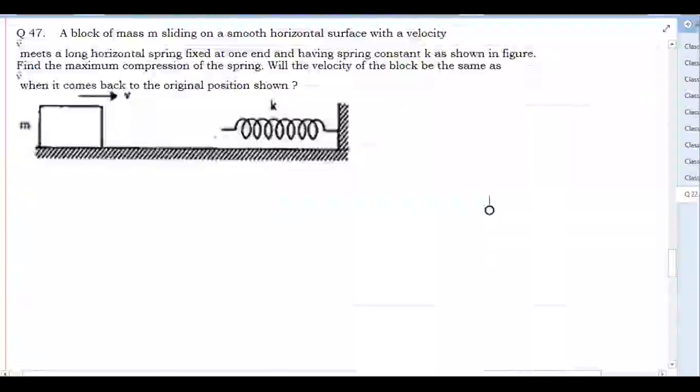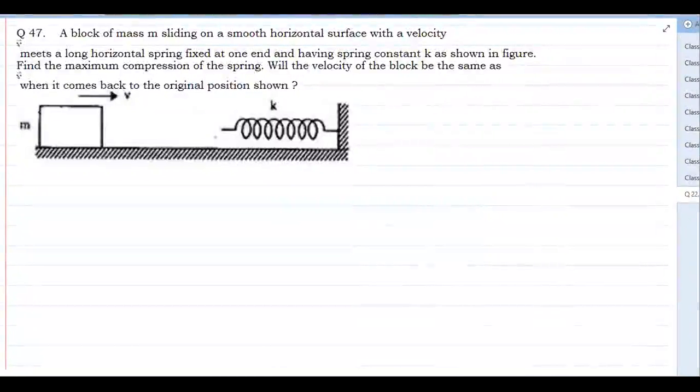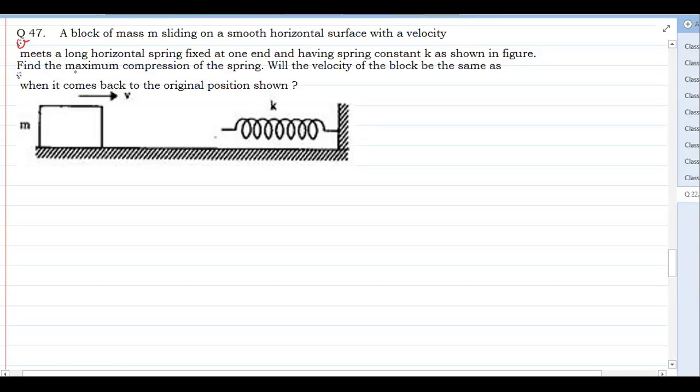Look at this question. A block of mass m sliding on a smooth horizontal surface, as shown in the figure, with a velocity v, meets a long spring fixed at one end and having spring constant k. Find the maximum compression of the spring. Will the velocity of the block be the same when it comes back to the original position shown?